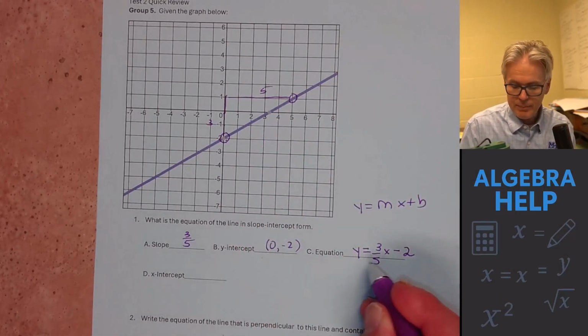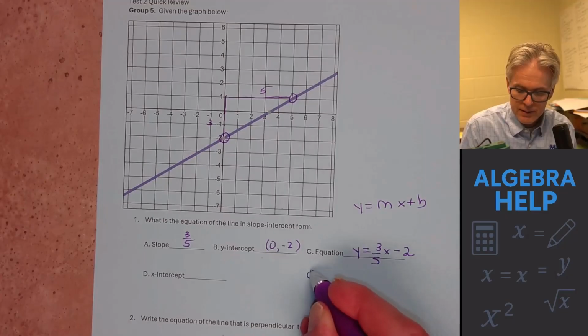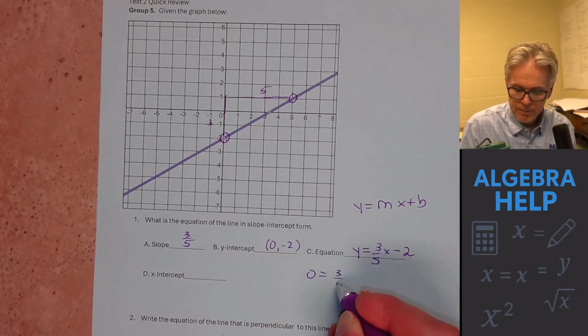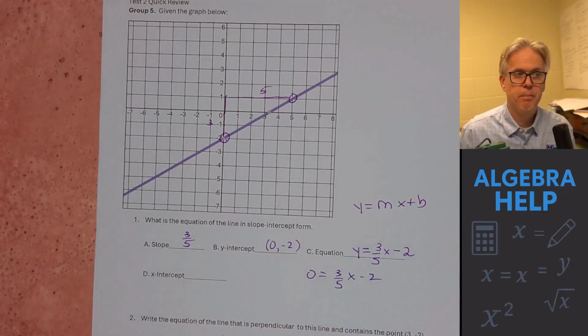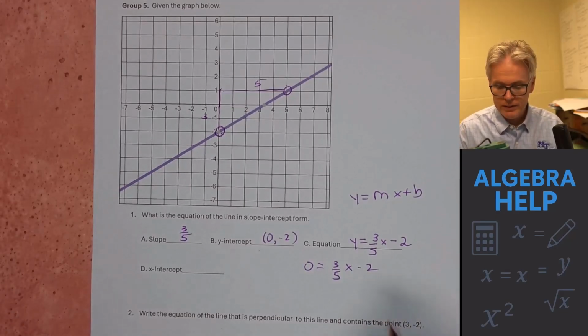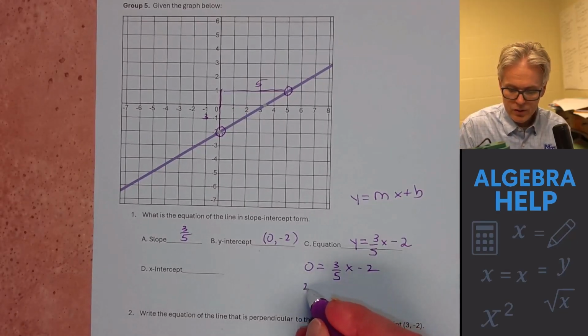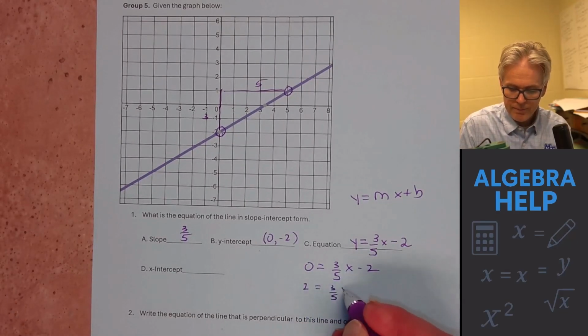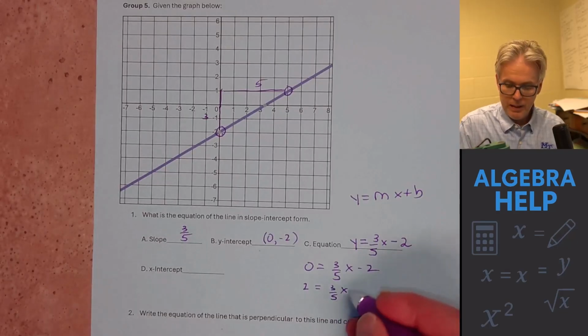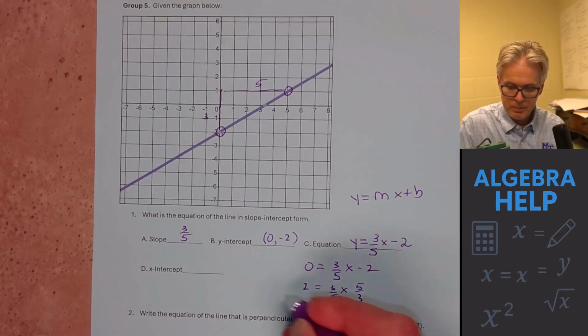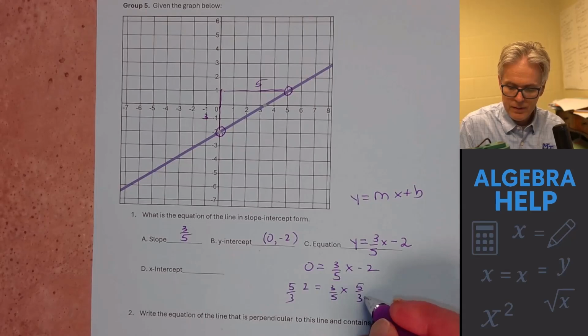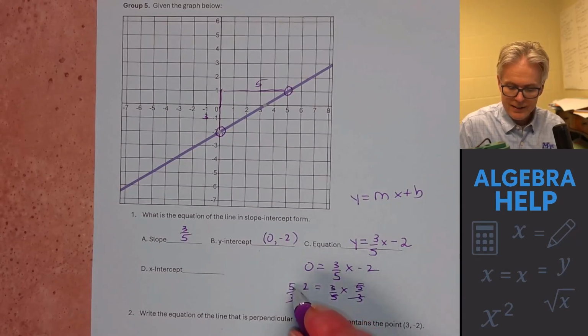So again, the x-intercept occurs when y is 0. So we'll say 0 equals 3/5 x minus 2. Use your equation solving skills. Add 2 to both sides. 2 equals 3/5 x. Going to multiply both sides by the reciprocal. Multiply both sides by 5/3. Those cancel. I'll get x equals 10/3.